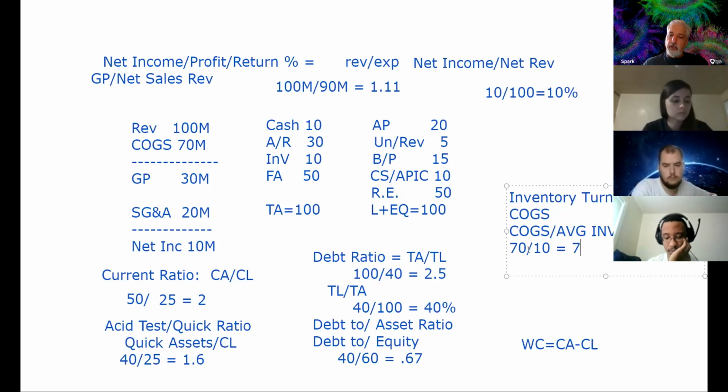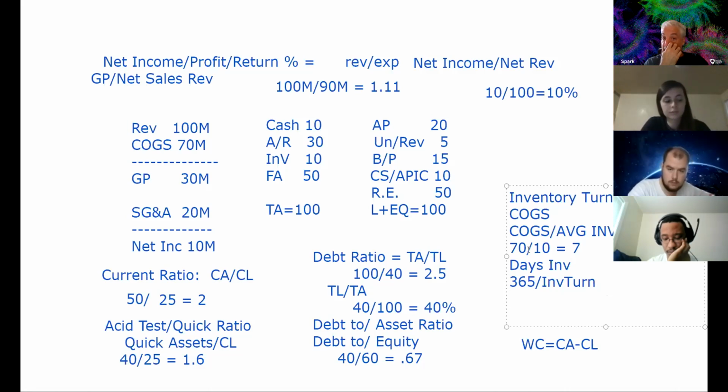Now I'm going to calculate days inventory. If I told you we had 10 turns in a year, you say, oh, I take my 365 divided by 10 and I get 36.5. But in this case, I have 365 divided by 7. Okay. So I got maybe 52 days. 365 days divided by a ratio. So what that's telling me is, on average, my inventory is 100% sold every 52 days.